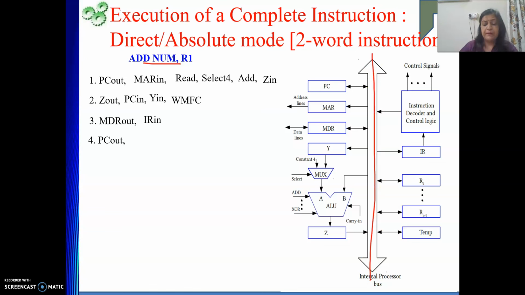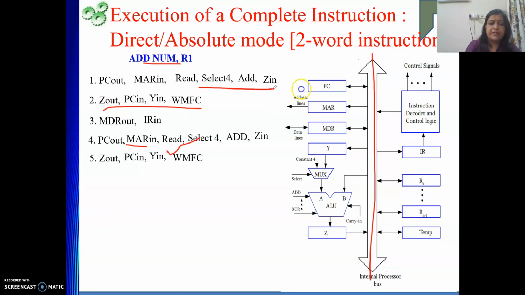So better, I am keeping PC out, MAR in, and then the read signal. Address is given to MAR, then the read signal. So once I have told memory to read, I can increment the PC to the next instruction. So select for add, Z in, Z out, PC in, Y in, WMFC. This part is similar to the earlier one, because at 1004 my address part was there. After that only the next instruction will be there. So 1004 plus 4 again I am doing to go to the next instruction, right? So this is how we are doing it.